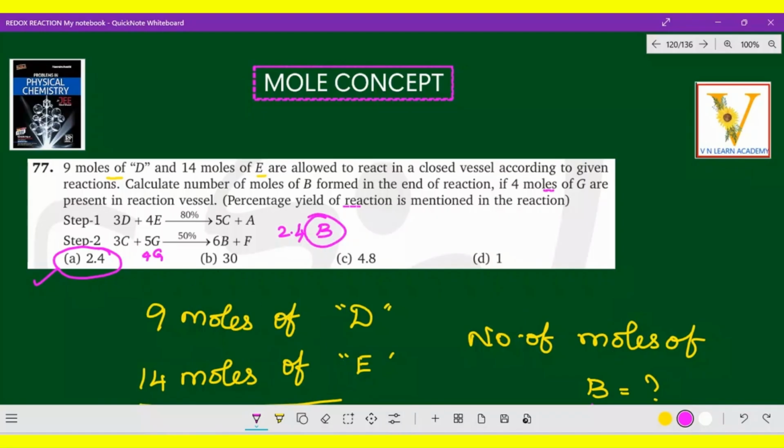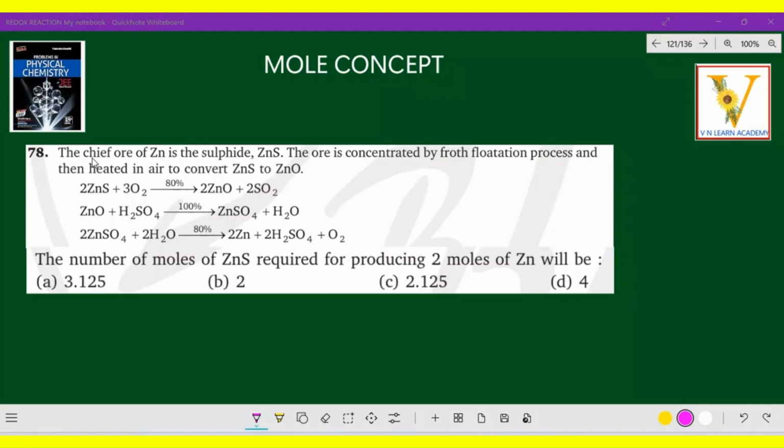Come on, let's go to the next question. The chief ore of zinc is the sulfide ZnS, known as galena. The ore is concentrated by the froth flotation process and then heated in air to convert ZnS to ZnO. That means zinc sulfide to zinc oxide. So 2 moles of zinc sulfide plus 3 moles of oxygen, 80% yield, you are getting 2 moles of ZnO, zinc oxide, plus 2 moles of sulfur dioxide.